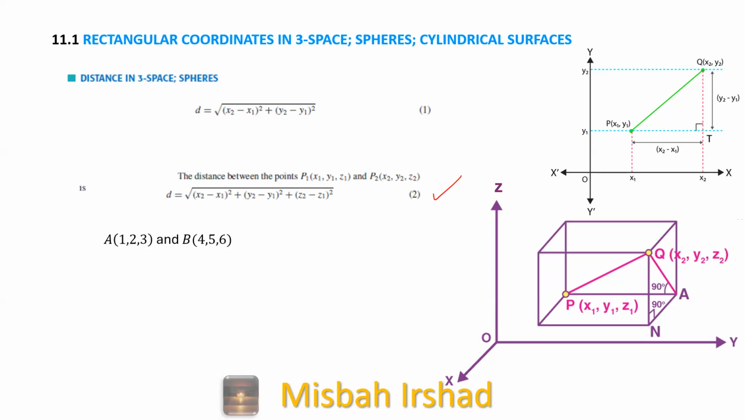So if we have these 2 points, to find the distance between them, we'll use this formula. Let's plug in the values of x2, x1, y2, y1, and z2, z1 to get the distance. We have (4 minus 1) squared plus (6 minus 2) squared plus (5 minus 2) squared, and 6 minus 3 squared.